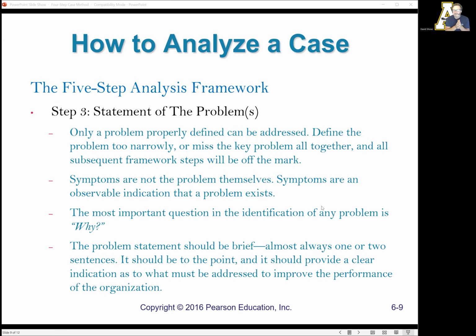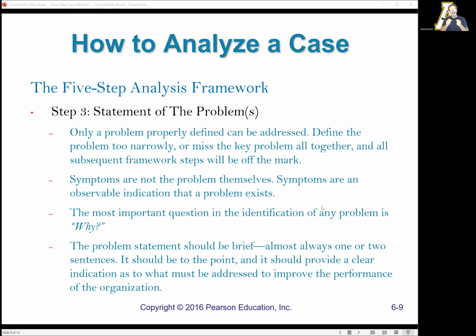The problem statement should be brief, usually only one or two sentences. It should be to the point, and it should provide a clear indication of what must be addressed in order to improve the performance of the organization.